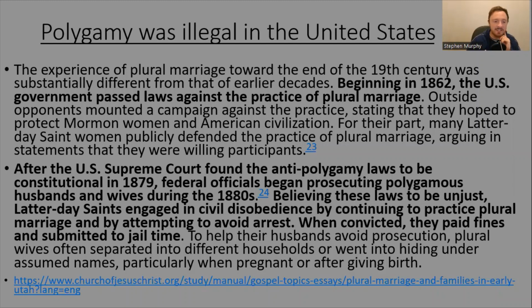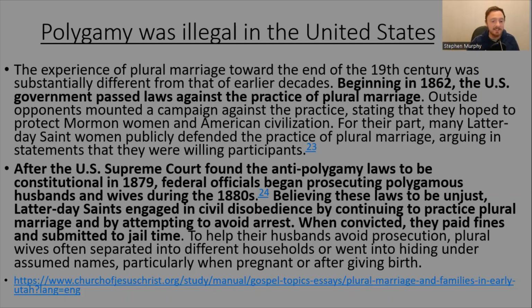So the church acknowledges in their essay, the experience of plural marriage towards the end of the 19th century was substantially different from that of earlier decades. Beginning in 1862, the US government passed laws against the practice of plural marriage. Outside opponents mounted a campaign against the practice, stating that they hoped to protect Mormon women and American civilization.